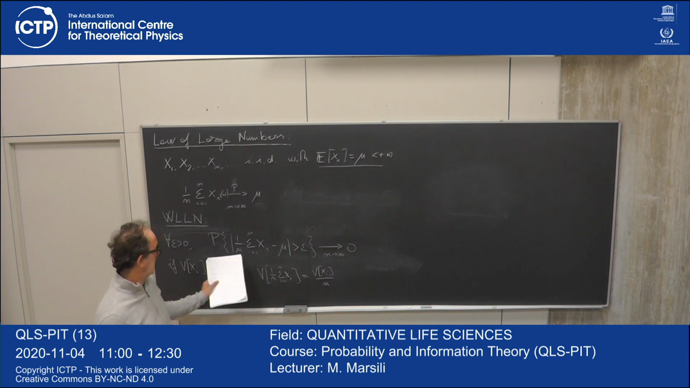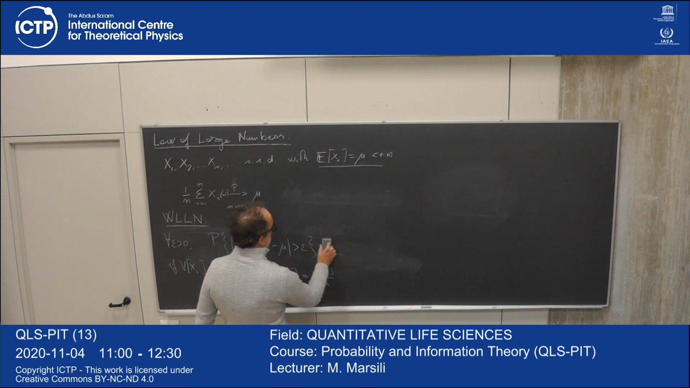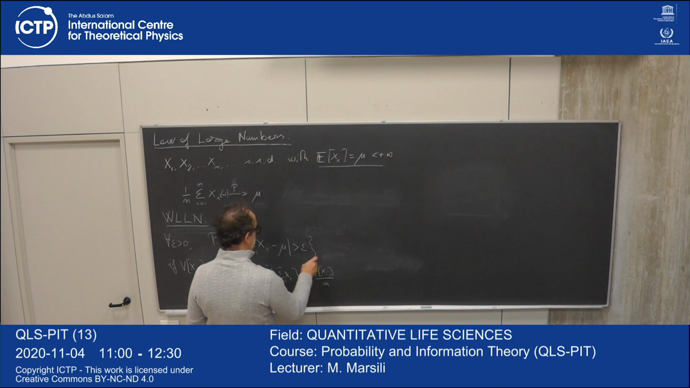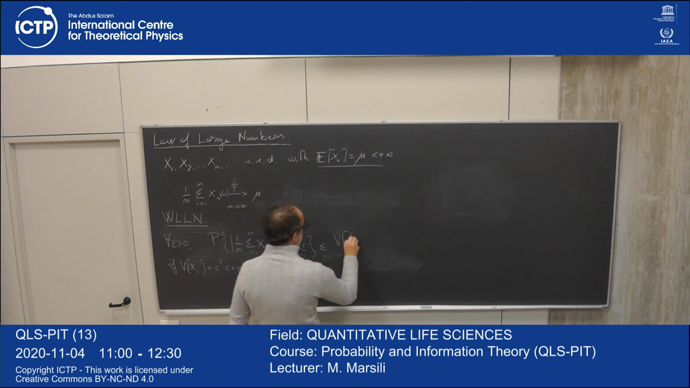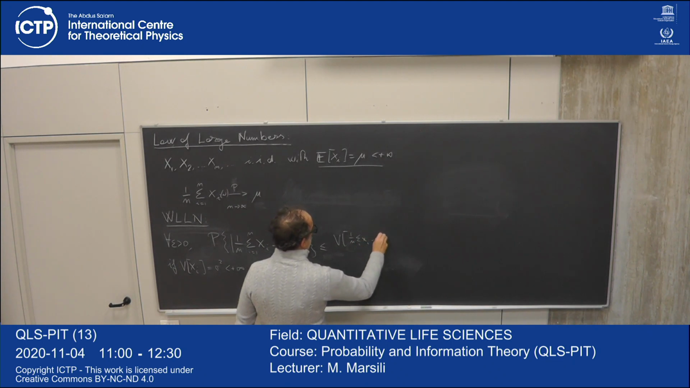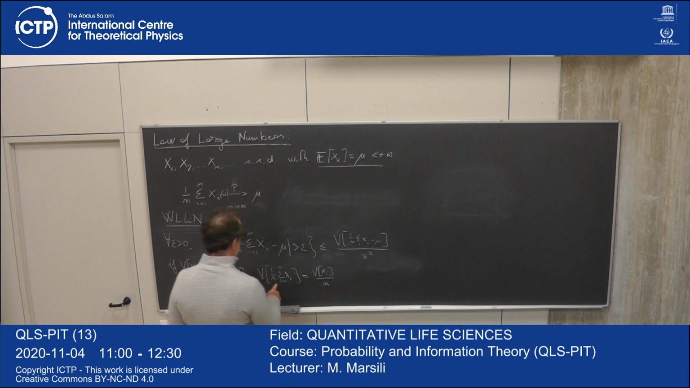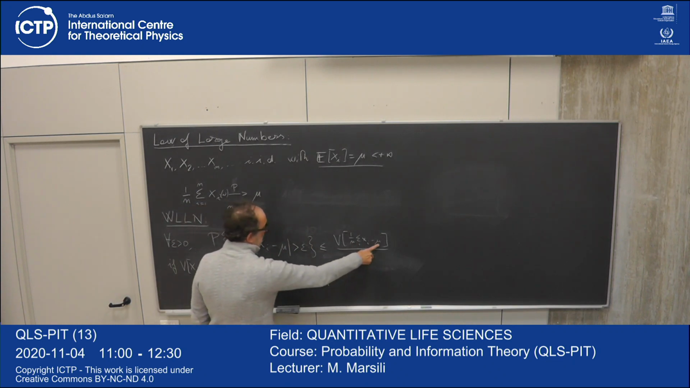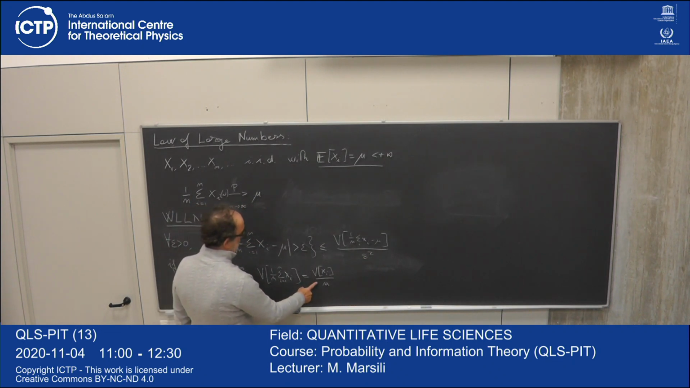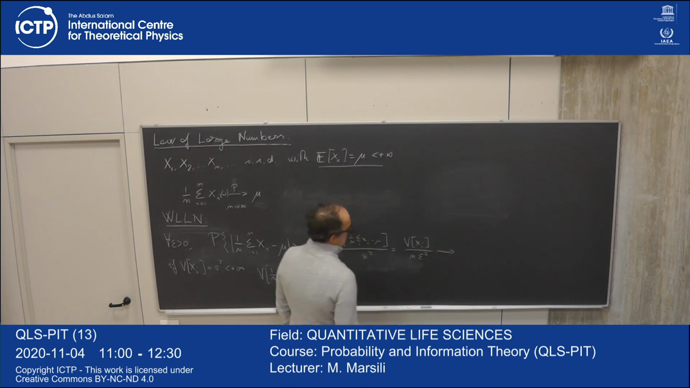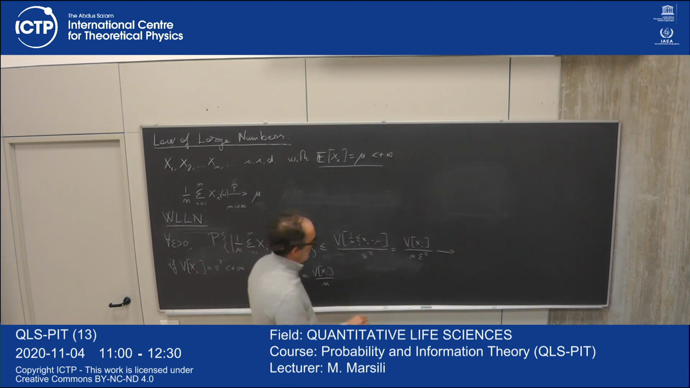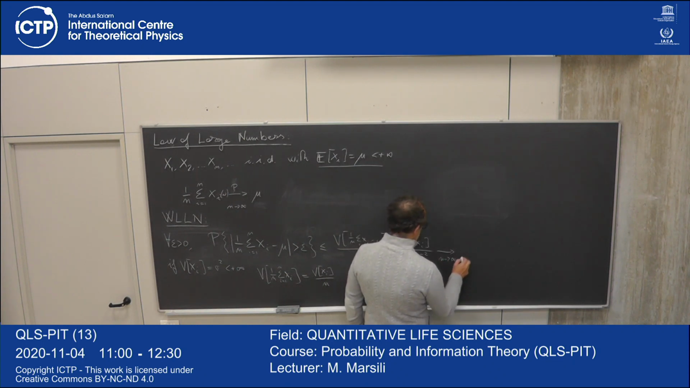then you can use Chebyshev inequality here. Chebyshev inequality would tell you that this would be less or equal than the variance of this object here divided by epsilon squared. But then the variance of this is equal to the variance of this because mu is just a constant. And the variance of this is just the variance of the xi divided by n. So this is the variance of the xi divided by n times epsilon squared. And as we have argued, when n goes to infinity, this goes to 0.